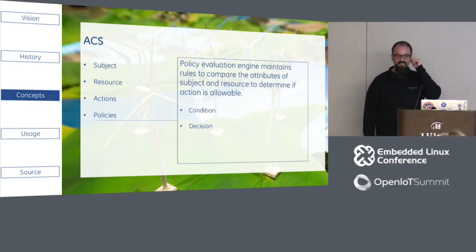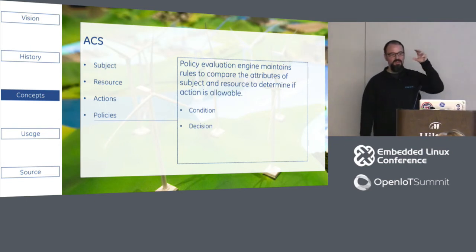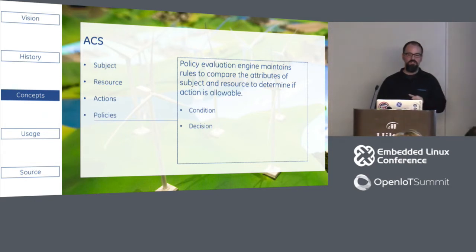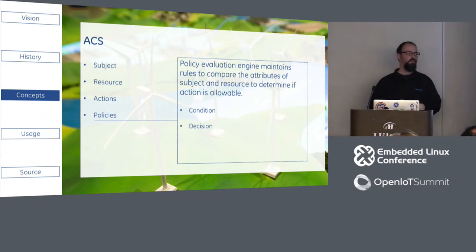And then the policies themselves. So you have a policy evaluation engine that's maintaining rules to compare these attributes of the subject and the resources to determine whether a user's permitted. So you have to define conditions and then the decision. Do I allow or deny access?